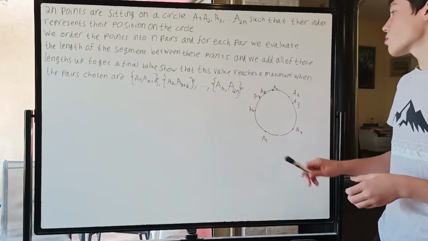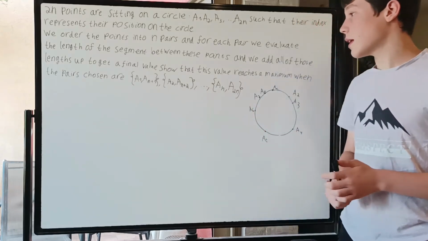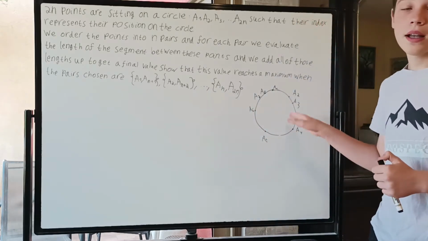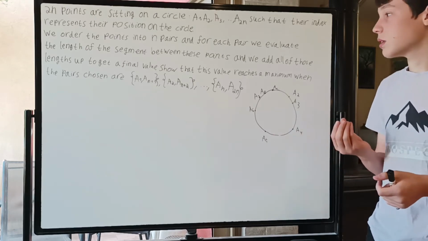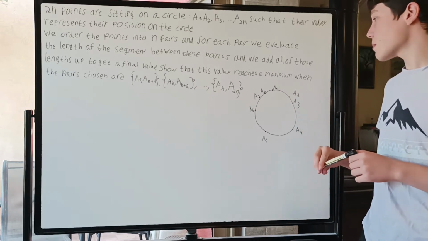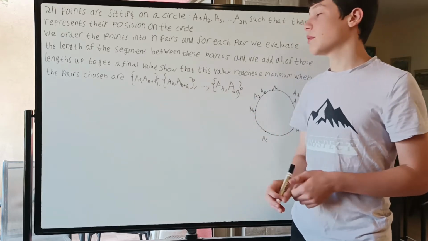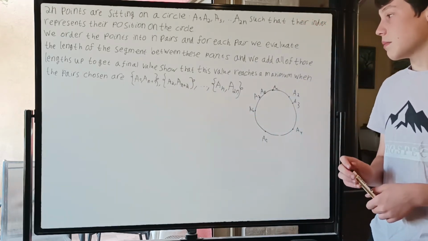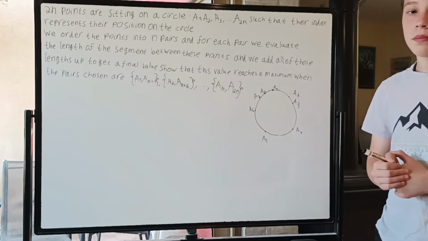And the next thing we're told is that we add all of those up to get a final value. So we would have calculated all of those lengths, and then added them up into a single value. Show that this value reaches a maximum when the pairs chosen are A1 and A(n+1), A2 and A(n+2), all the way on up until An and A2n.